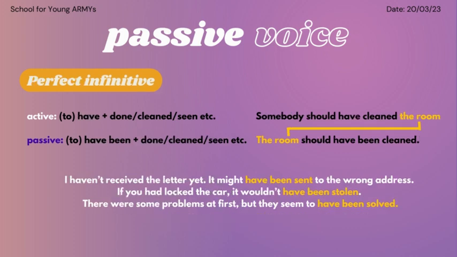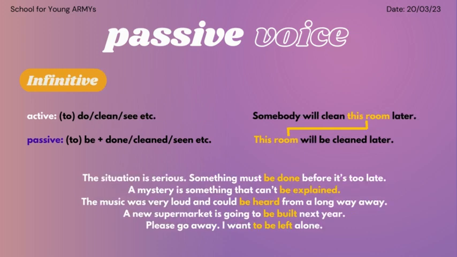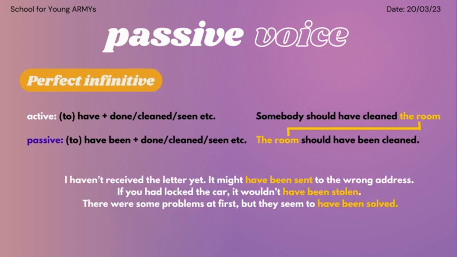Okay? Now moving on to the perfect infinitive. To begin with, the structure of the perfect infinitive is to have plus the past participle of the verb, okay? So here in the passive form we have to have been done, cleaned. Now let's check the difference between the infinitive and the perfect infinitive. Here we can see it's pretty raw, like to do, to clean. And in the perfect form, we have to have. So just pay attention to the have here and you will be pretty sure that it's the perfect infinitive.